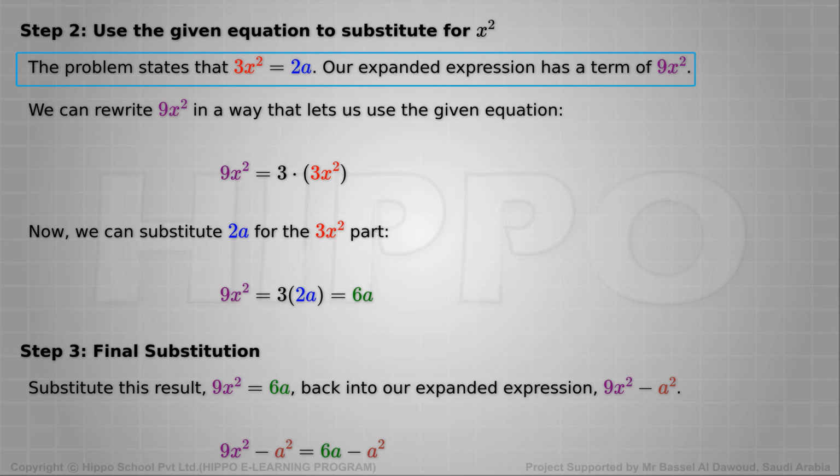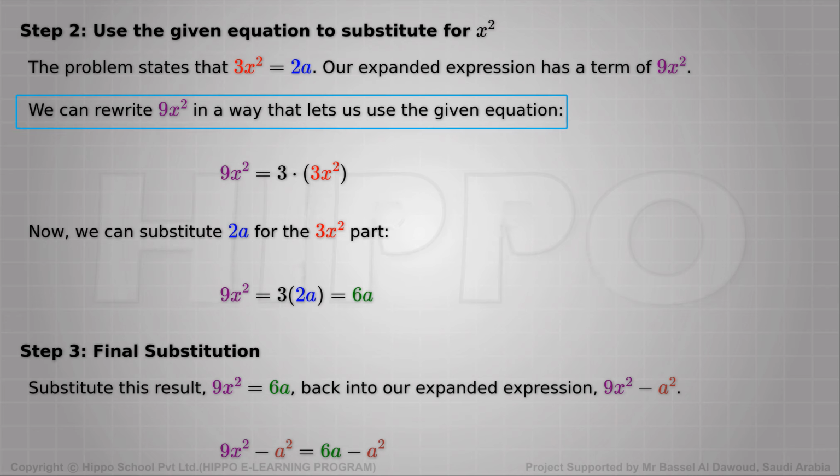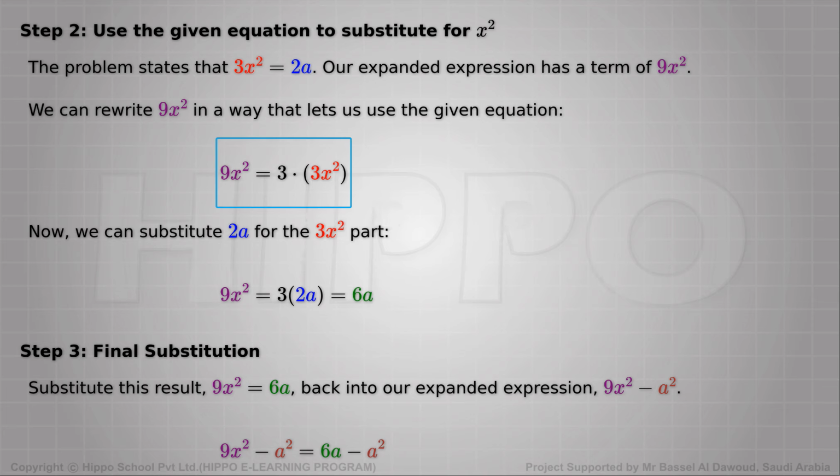Let's look at the clue the problem gave us. 3x squared equals 2a. We can't substitute this directly because our expression has 9x squared, not 3x squared. So we need to be a little clever. As you can see on the screen, we can rewrite 9x squared as 3 times 3x squared.